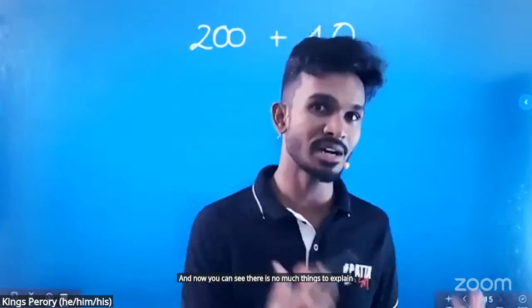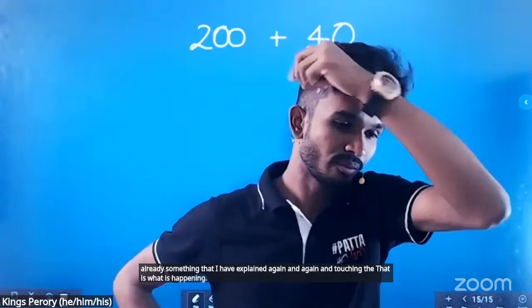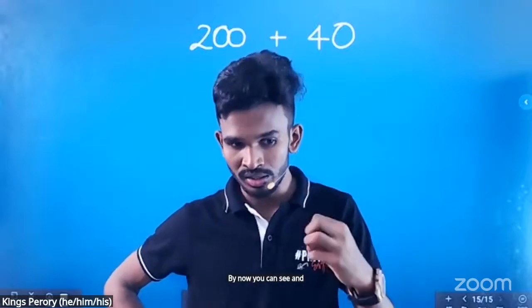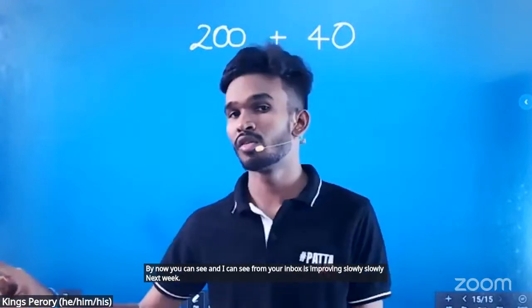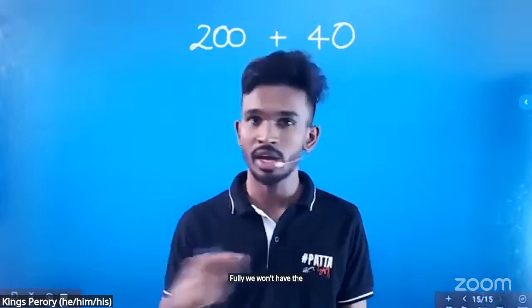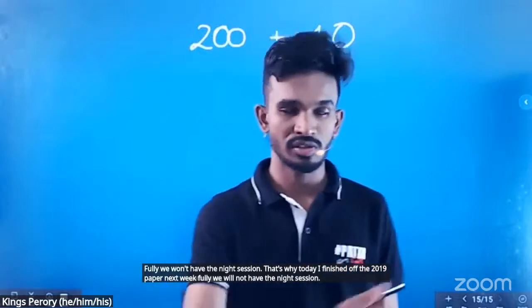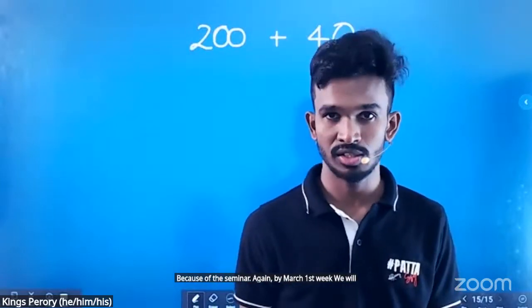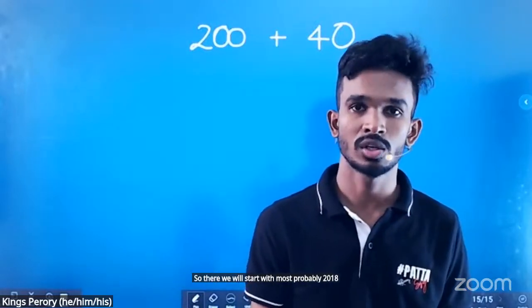Whatever I explain is something that I have already explained again and again. So 240 MCQs are done. A lot of reviews we have done. By now you can see, and I can see from your end, marks are improving slowly. Next week fully we won't have the night session. That's why today I finished off the 2019 paper. Next week we will not have the night session because of the seminar. Again by March first week we will start the night session as usual. So there we will start with most probably the 2018 paper, 2019 done, 2018 paper.